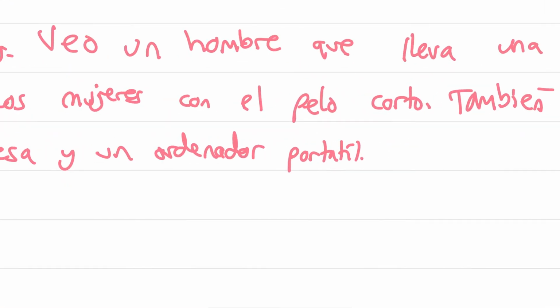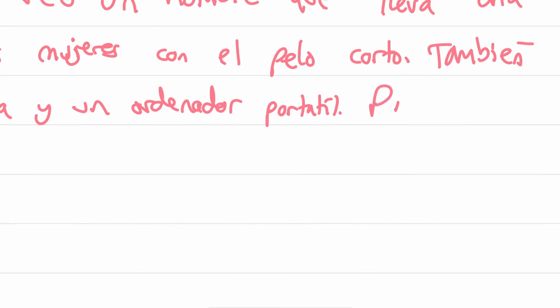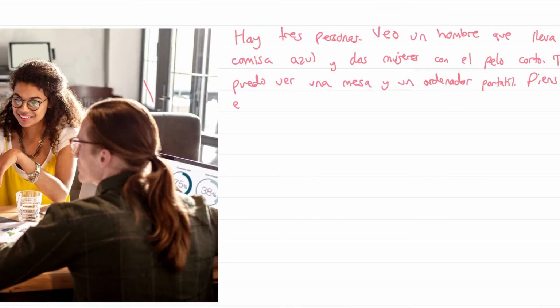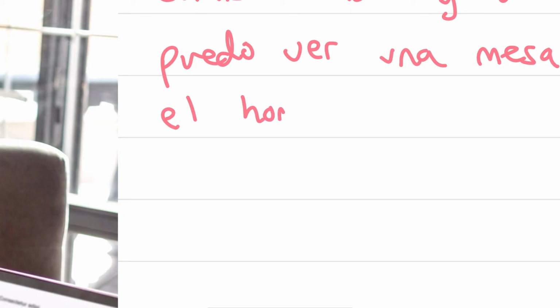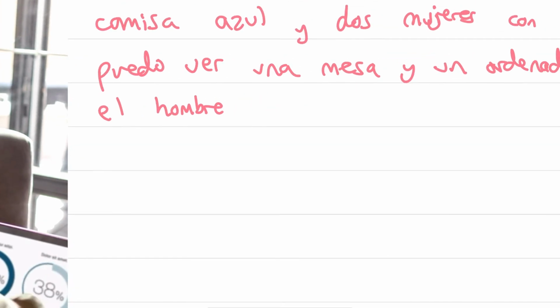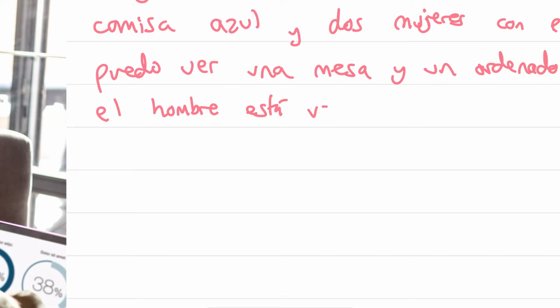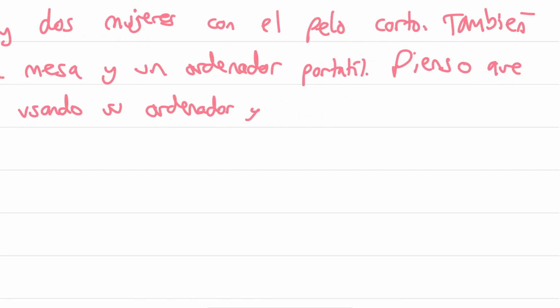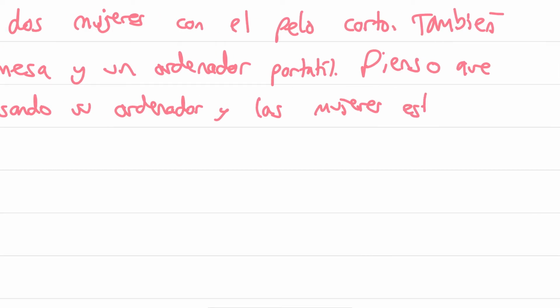Then action. What are they doing? Pienso que. We can use opinion phrases here. Why not? Pienso que. El hombre. Oops. I'm going to say the man is using the laptop. Let's think about vocabulary that we know. El hombre está usando su ordenador. Y las mujeres, and the women, y las mujeres, they are watching or viewing, mirando. Yeah, let's use mirando if I'm going to say looking.